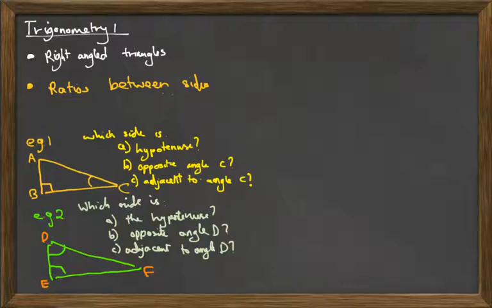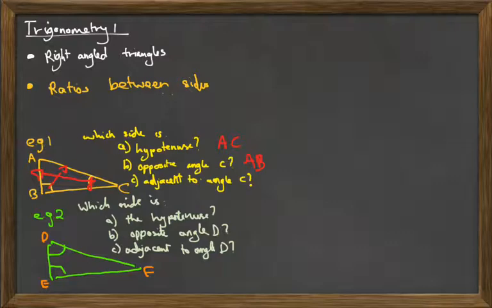Now, this is terminology. So, if we look at the hypotenuse, we know the hypotenuse is opposite the right angle. So, this is the hypotenuse. Okay? And we would say that the hypotenuse is side AC. That's the hypotenuse, that side A to C. The opposite angle to C, well, this is angle C, and opposite is this side. Which side is opposite angle C? Well, it's the side AB.